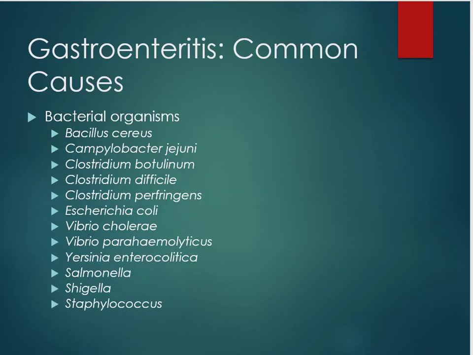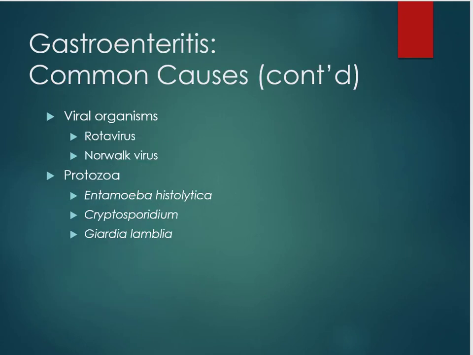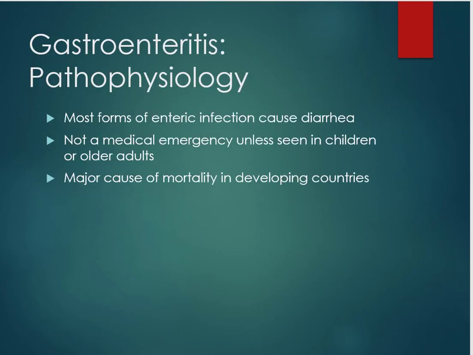So this next slide goes over some bacterial organisms. Be sure and read through those. And this slide goes over viral organisms and protozoas, and be sure and review those. Under pathophysiology of gastroenteritis, we know that most forms of enteric infection can cause diarrhea, whether it's bacterial, viral, or parasitic. And almost all forms of infection can result in diarrhea.